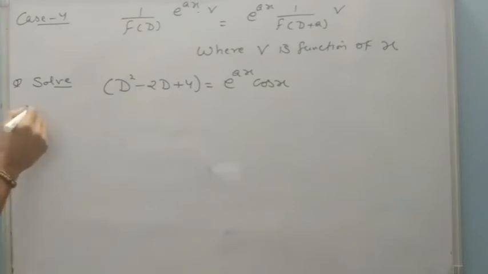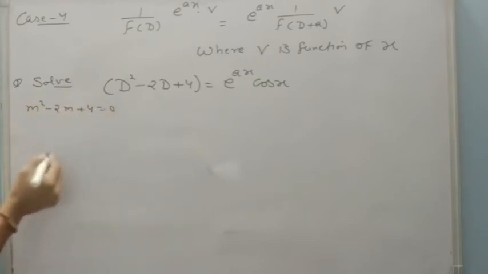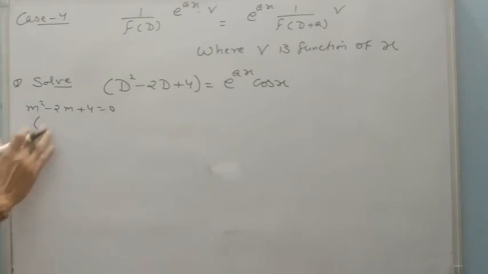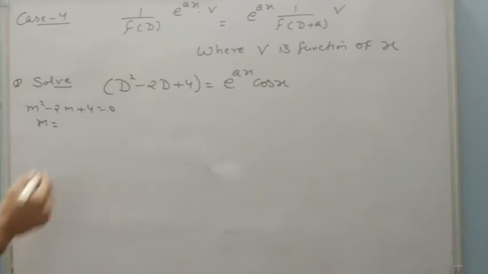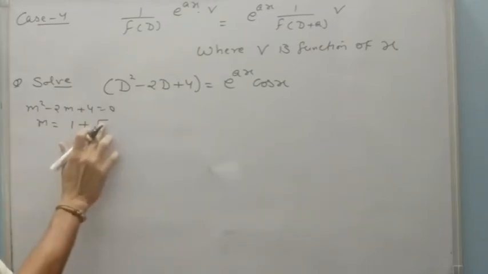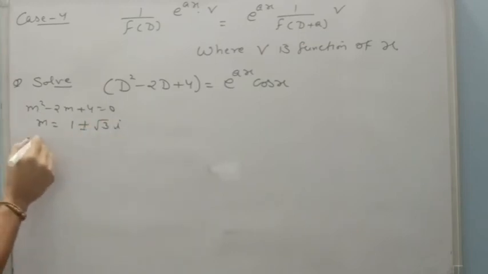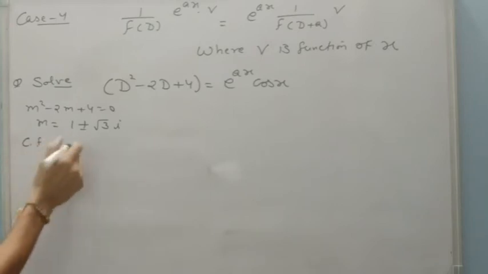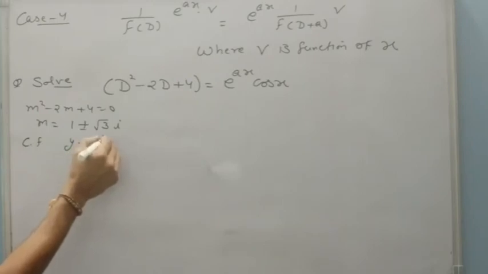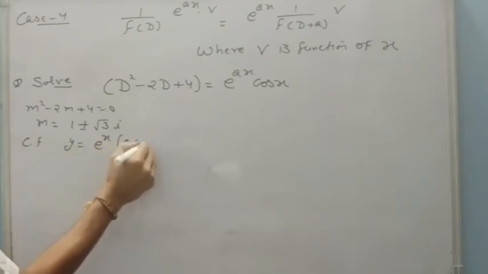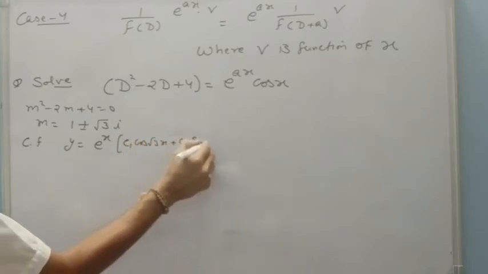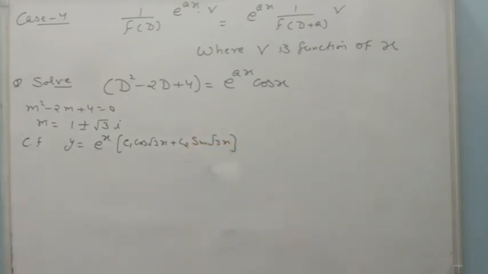First of all, the auxiliary equation is m square minus 2m plus 4 equals 0. By solving, by taking the quadratic formula, I get m equals 1 plus minus root 2 or 3 iota. So the complementary function will be y equals e to the power x times c1 cos root 3x plus c2 sin root 3x. This is the complementary function, you know how to find it. I am just not taking time on this. Now we go to the particular integral.